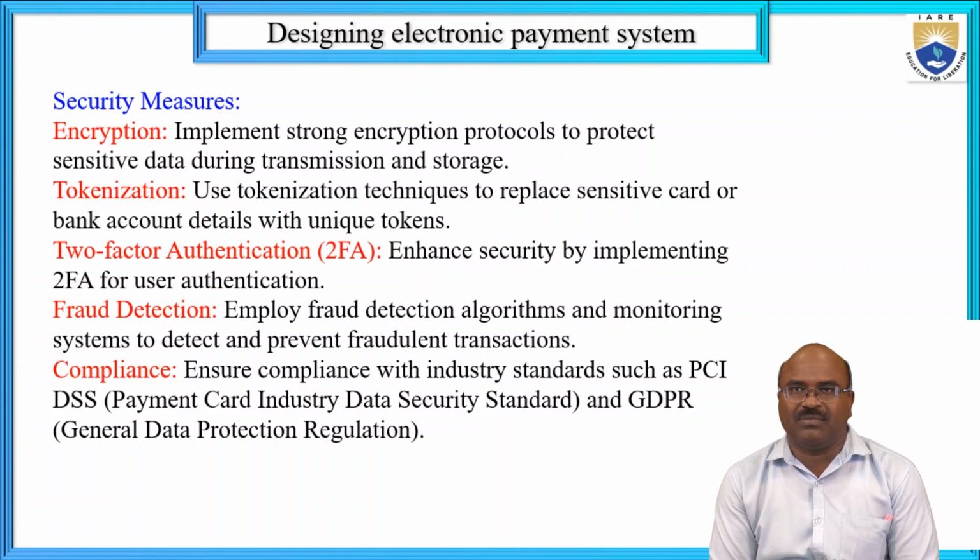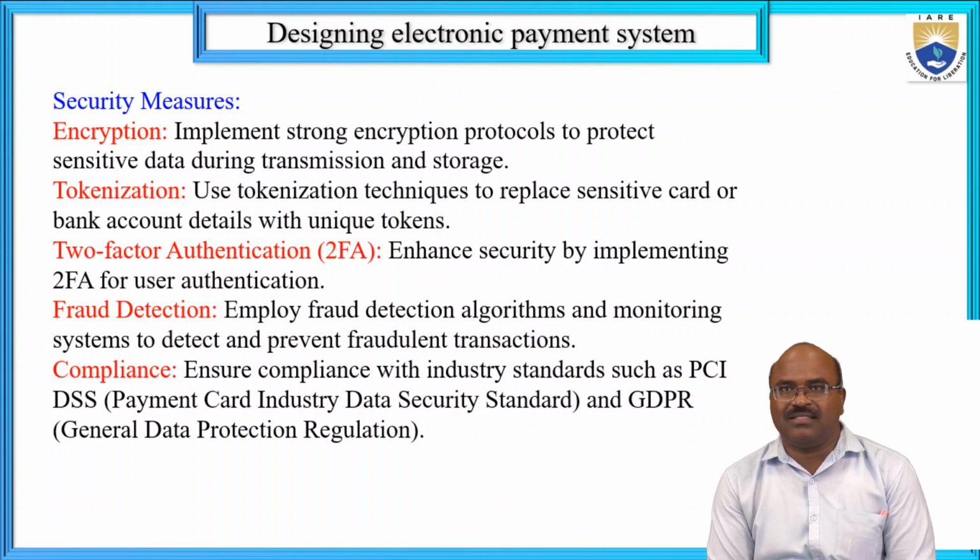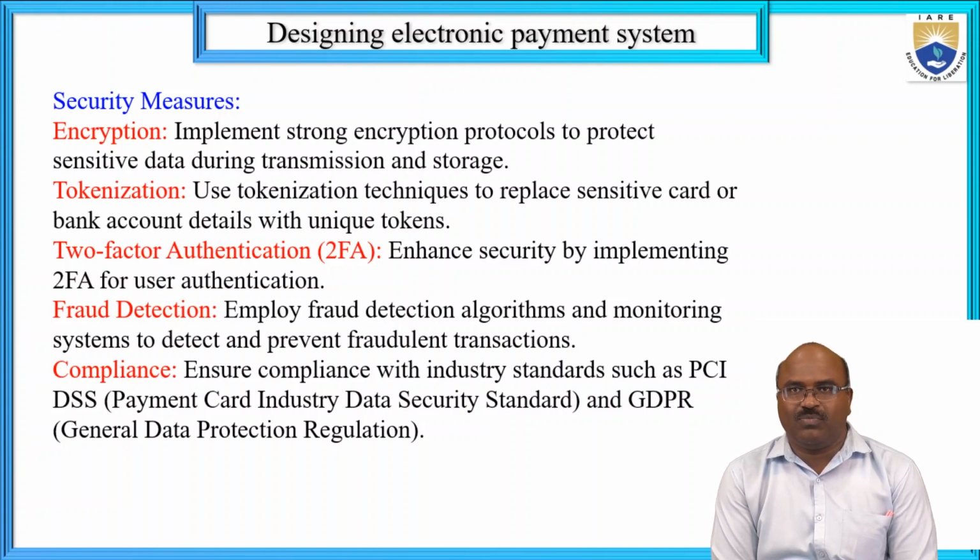Different types of encryption algorithms are also there, encryption and decryption algorithms. Then after encryption comes tokenization. Tokenization is one of the easiest ways: after completion of the encryption, the data is divided into tokens, which are treated as unique key tokens. Tokenization uses techniques to replace sensitive card and bank account details with unique tokens. Replacing the information with a token is called tokenization.